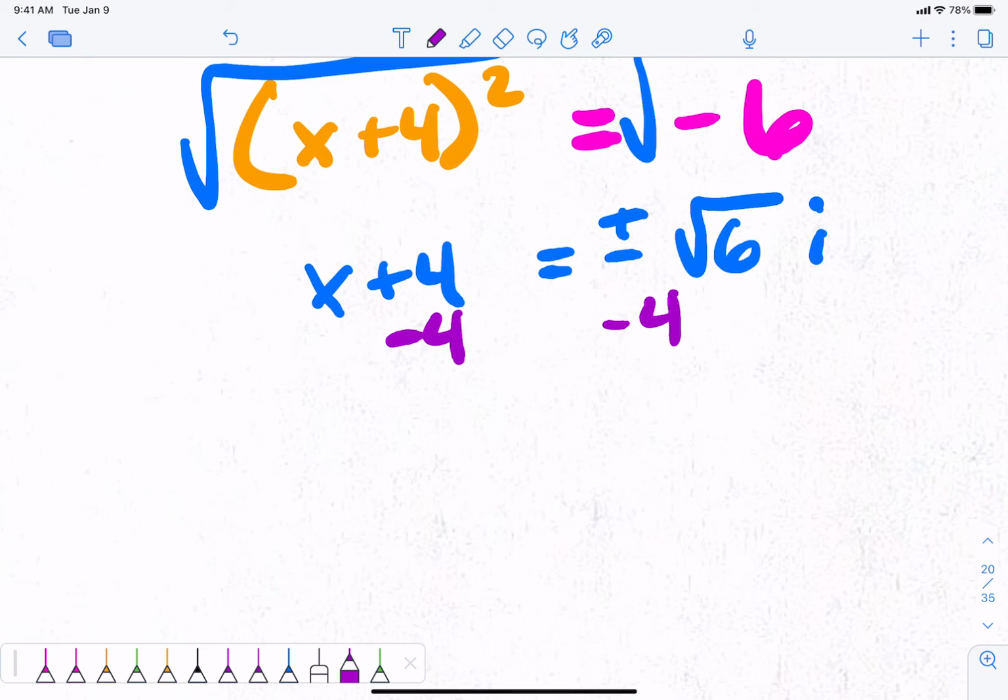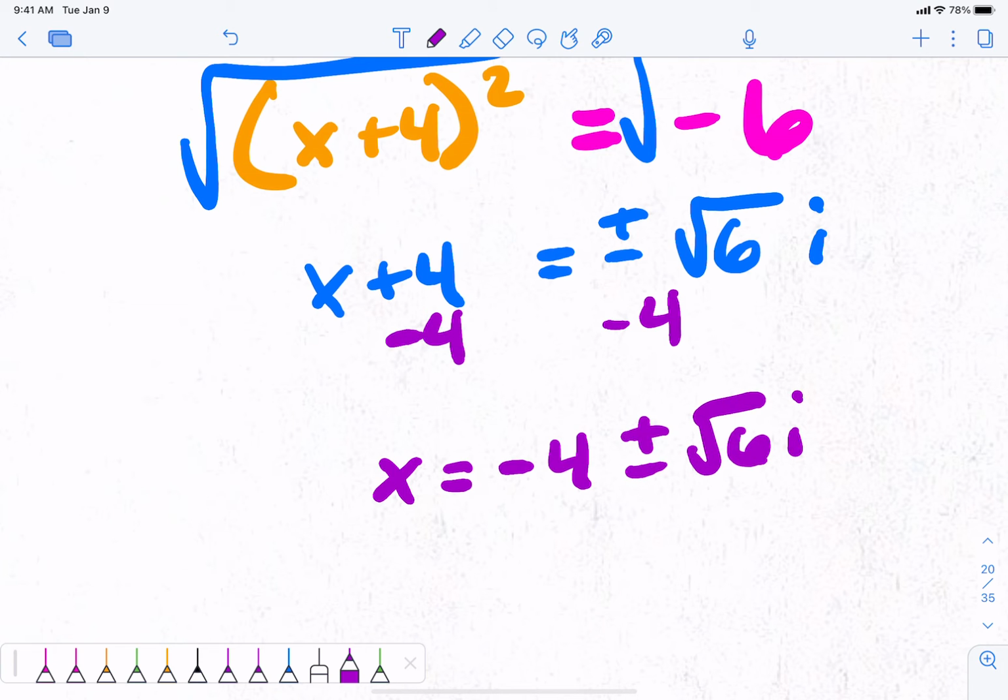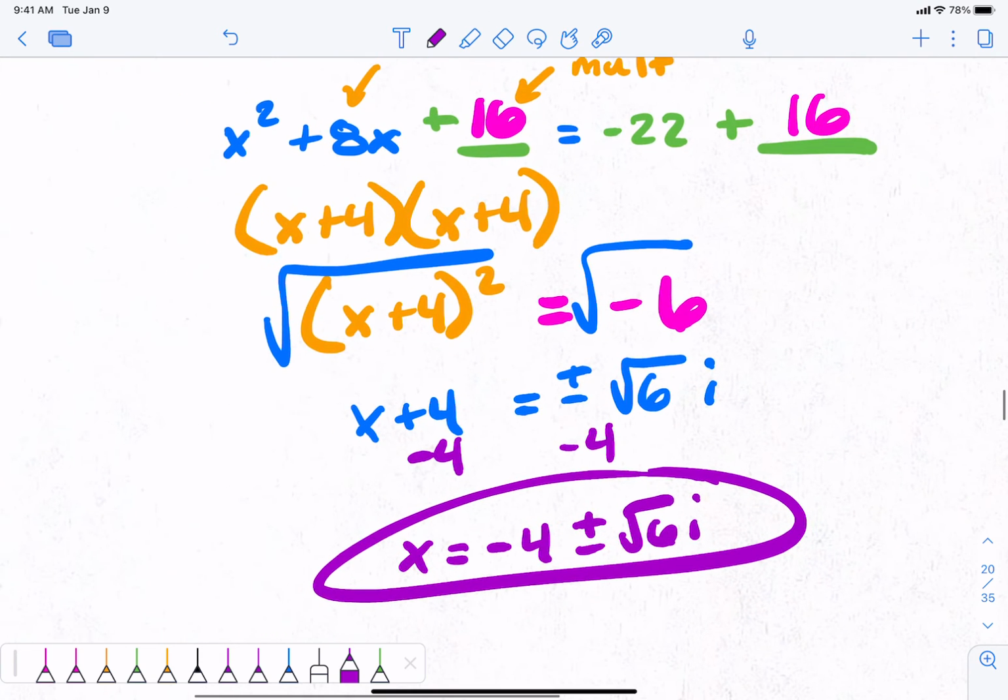Okay, can you subtract the 4 from the 6? No. How do you write your answer? Negative 4 plus or minus the square root of 6i. That's what it looks like. Okay? Well, you could put all of that negative stuff under the 6, or 6i.